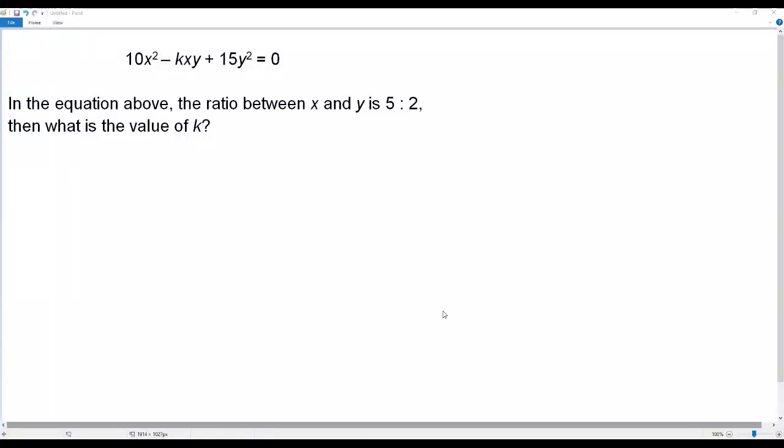Here we have a SAT math question. Okay, let's go with the information. 10x² − kxy + 15y² = 0. In the equation above, the ratio between x and y is 5 to 2. Then what is the value of k?